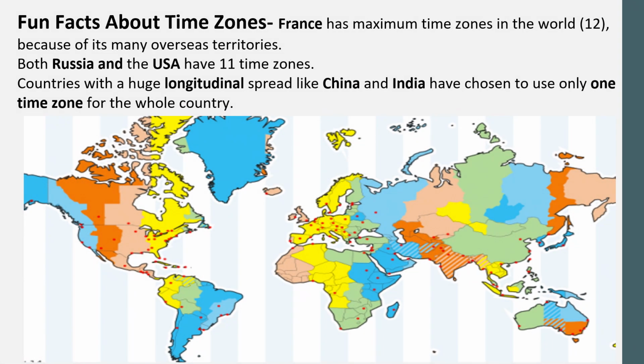France has the maximum time zones in the world because of its many overseas territories. Both Russia and the USA have 11 time zones. Countries with a huge longitudinal spread like China and India have chosen to use only one time zone for the whole country.